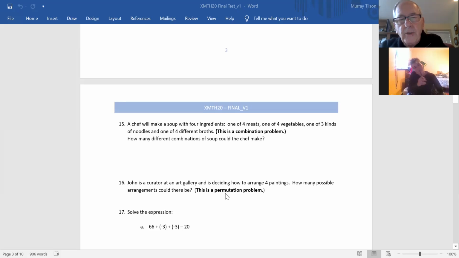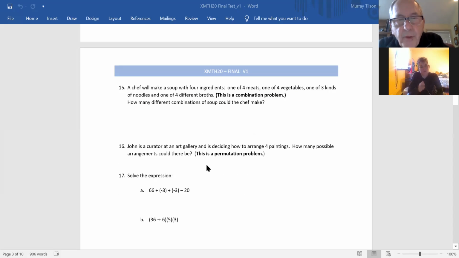There may be a combination problem. There may be a permutation problem, maybe. If it's a combination problem, this is the total number of options, the total number of combinations. In this particular case, you've got somebody making soup. You've got 4 different ingredients: 4 meats, 4 vegetables, 3 noodles, and 4 broths. So you take the max of each one of these and multiply them together. So it'd be 4 times 4 times 3 times 4. That would be the combination, okay?